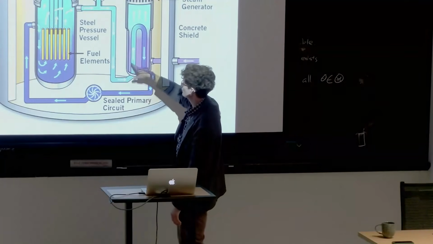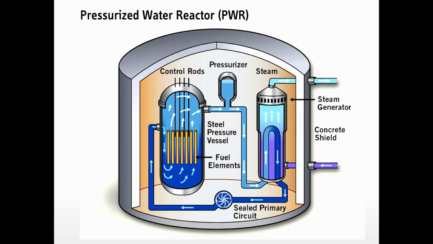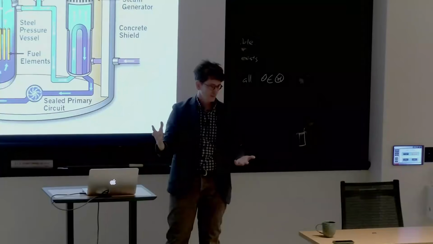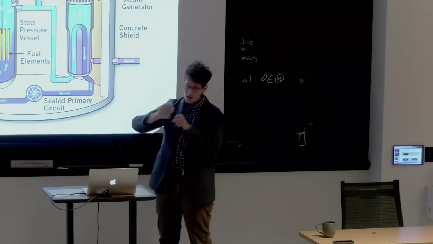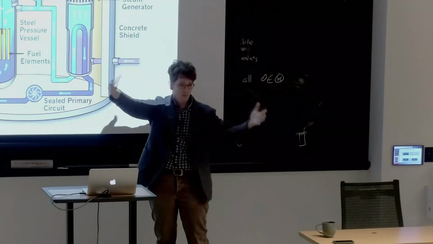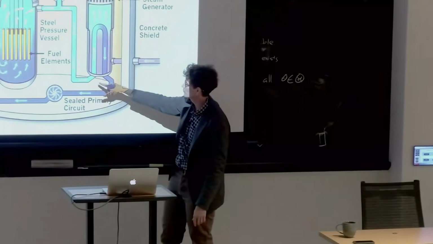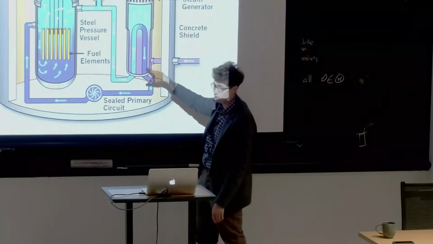It sends super hot water into this thing called a steam generator, which is just a heat exchanger. If you look at a real one of these, it's just hundreds and hundreds of little tubes going through a big tank. And the super hot water that contains some of those corrosion products is confined to the tubes.